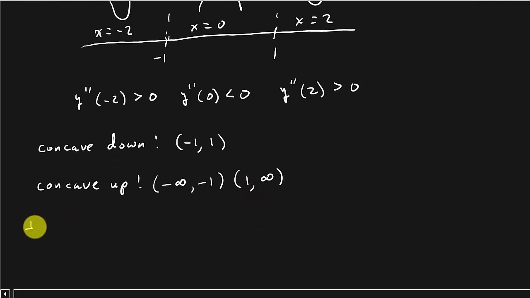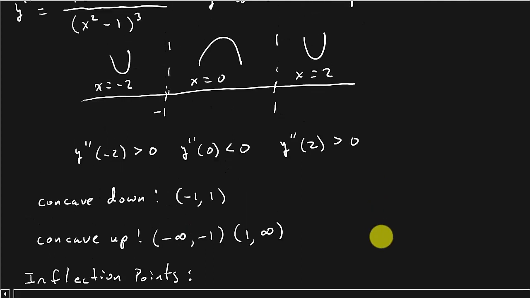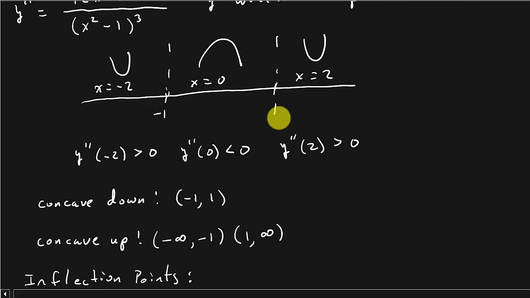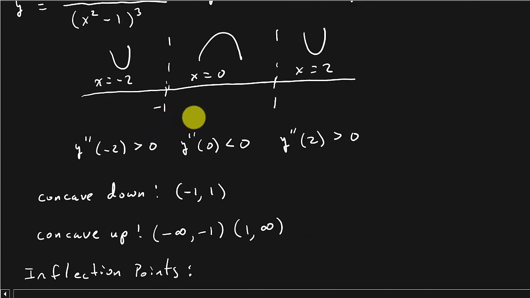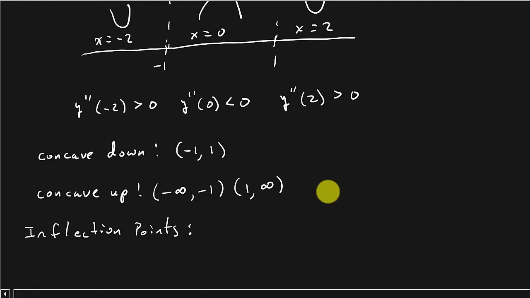All right, now we've got inflection points. Remember, that's where the graph changes concavity. Well, it changes concavity at negative 1 and 1. So does that mean there are inflection points there? Well, no. And why not? Because the function's undefined at negative 1 and 1. You can try it: plug negative 1 and 1 back into the original function, and you'll get 0 in the denominator. So there's no inflection point, so that would be none.